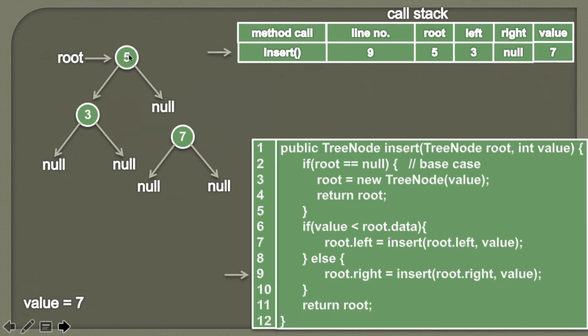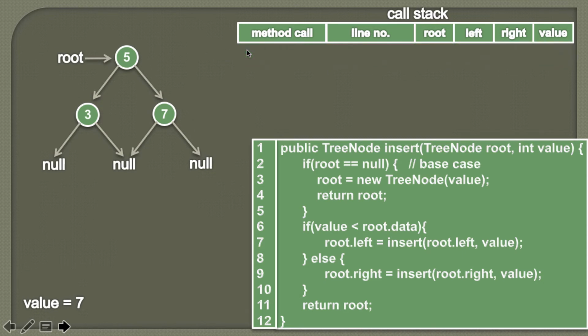So here root is pointing to node 5 and its right is pointing to null. Therefore node 7 will now point to root's right. So it would look something like this. So here now right will become 7, and then we'll simply return from this insert method. So this insert method will be removed from the call stack. So friends, here we inserted 3 nodes.